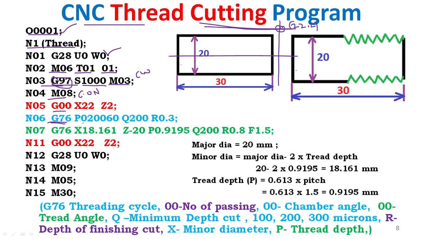P020060, so totally 6 digits. I want to split them into two digits each. The first two digits, 02, mean the number of passes of the cycle.